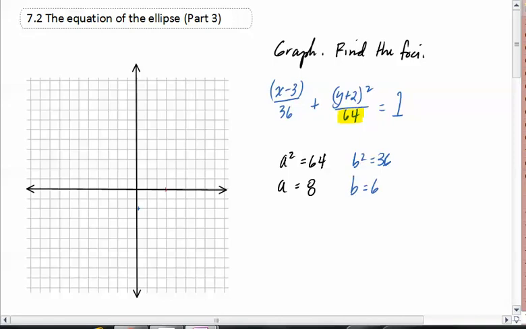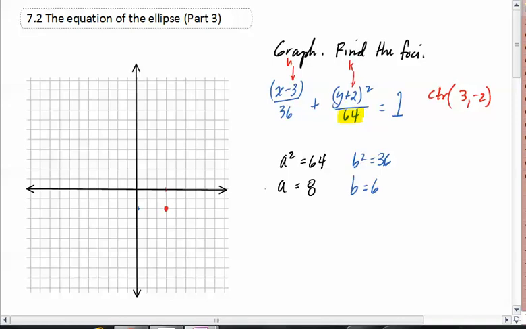All right, so now, because the center is off the origin, it's not right on the origin, let me name the center, and that is 3, -2. Remember, that's my h and that's my k. So here's my center at 3, -2. Let's go ahead and put that on here. We have 3, -2.